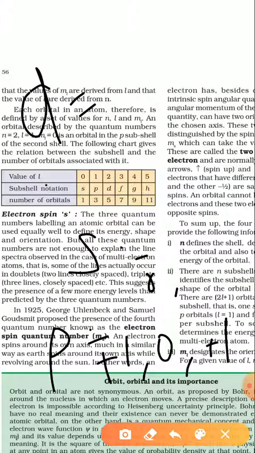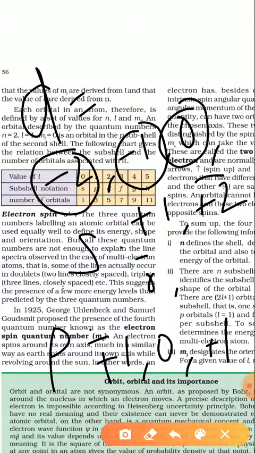What about d? d will have minus 2, minus 1, 0, plus 1 and plus 2. All these electrons will be split in these orbitals, meaning each orbital will have two electrons present in them.